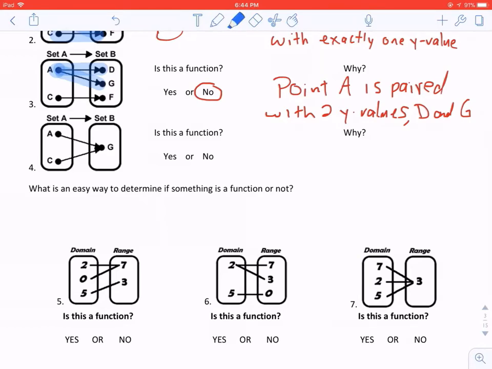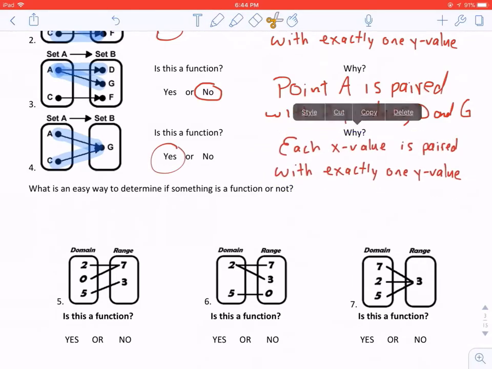Number 4. Is this a function? Bet you. A goes to G, C goes to G. Both A and C have no choice. There is one path, and they both lead to G. So each x value is paired with exactly one y value.